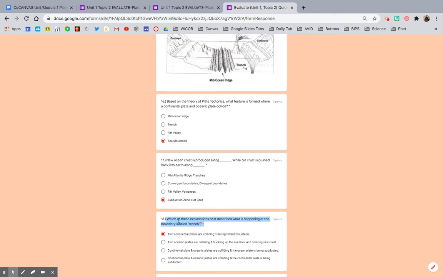Okay. So which of these explanations best describes what's happening along the trench? So right here, what's happening at this trench? Are there two continental plates colliding to create folded mountains? Are there two oceanic plates colliding and buckling up the seafloor and creating new crust? Along this trench line, is the continental plate and oceanic plate colliding and the oceanic plate is being subducted? Or along the trench is the continental plate and oceanic plate colliding and the continental plate is being subducted?